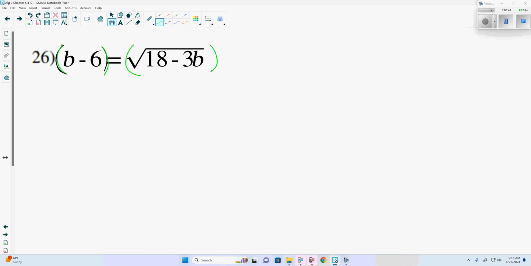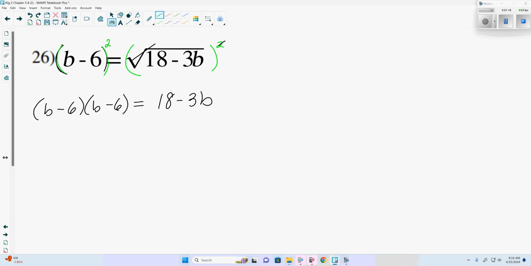Now, since we're dealing with a square root, we're putting both sides to the second power. Now, it's kind of nice because on the right-hand side the square root and square would cancel, leaving us with 18 minus 3b. Our b minus 6 squared, well, that's the same as saying b minus 6 times b minus 6. We're multiplying it by itself.